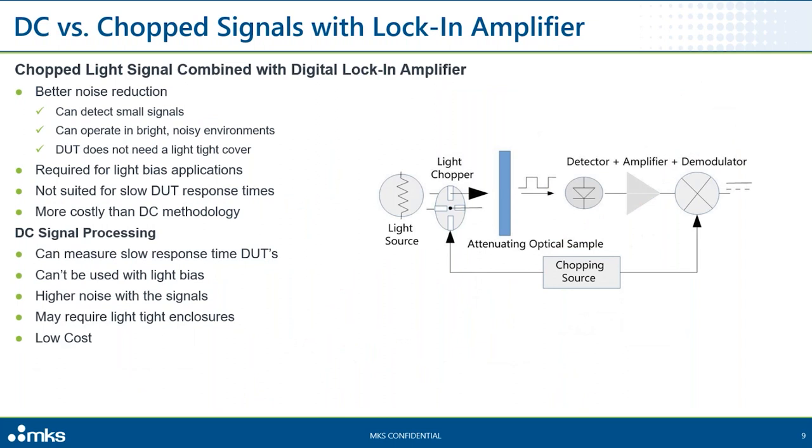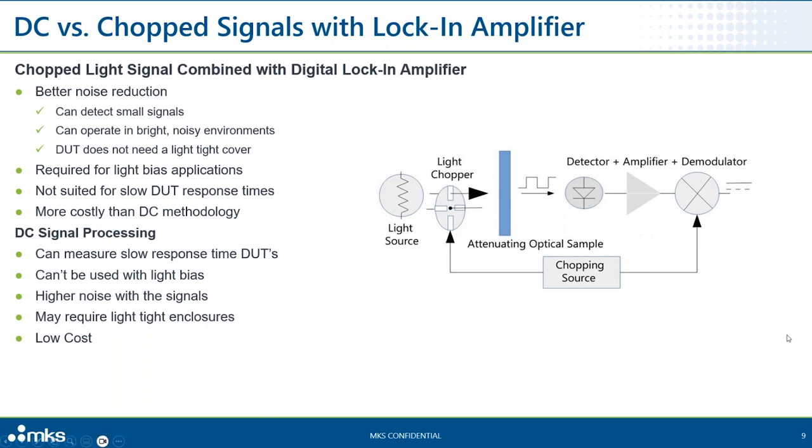So we just talked about the chopped light and combining that with a digital lock-in amplifier. And the reason you want to use a system like this is that you would have much better noise reduction. So you can detect really small signals amongst, let's say, a noisy environment. And the noisy environment could be just the office lights or the lab lights that are shining on your device under test. But by using this digital lock-in amplifier, you can still get a very accurate signal that you can use as your output. So another benefit is that your device under test will not need to be put into a light tight enclosure because of that digital lock-in amplifier.